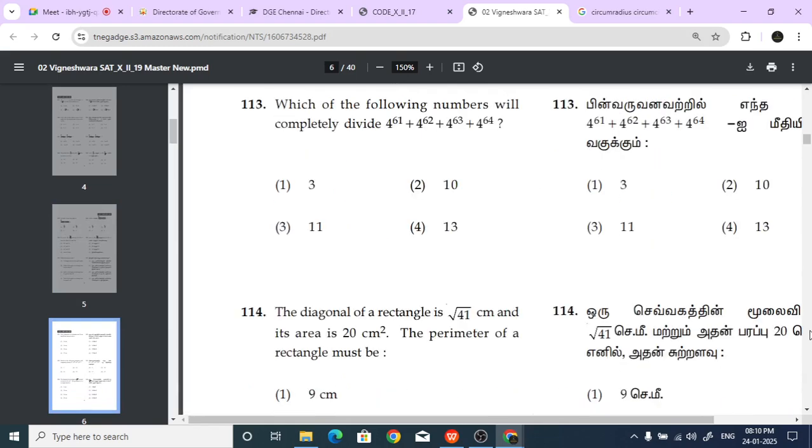This one, can you do 113? Can you read it? Somebody can read. Maybe we will keep this as the last question. Yeah, somebody you can read.